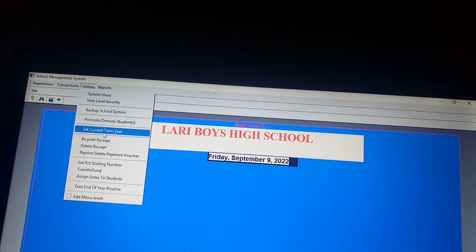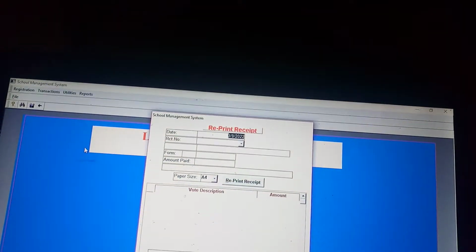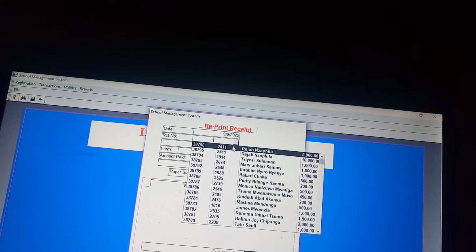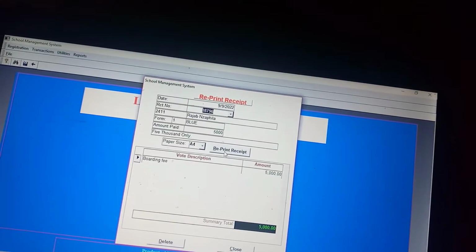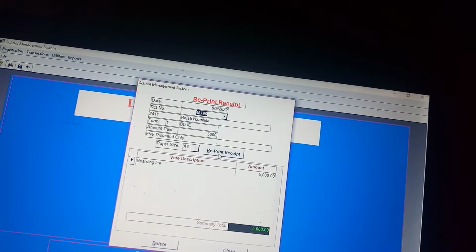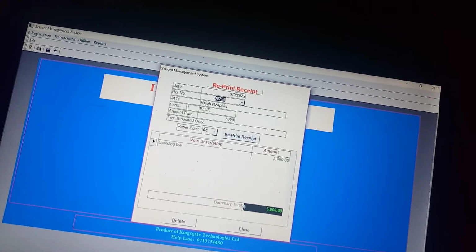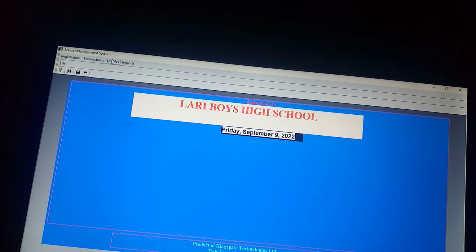Now you can set the current term and year. You can reprint a receipt. A parent comes and you want to reprint a receipt for them. Maybe they did not receive the last receipt from the student, and they come and they want a reprint of the receipt. You are able to reprint that receipt having the same receipt number, and it has a place for a stamp to authenticate that receipt, so that it doesn't appear like it's two receipts.